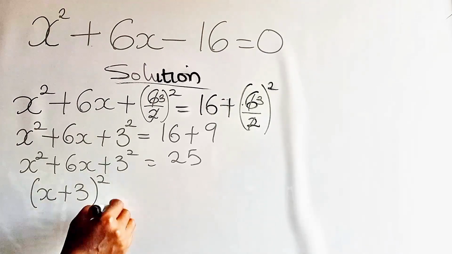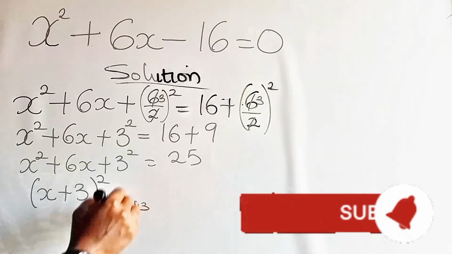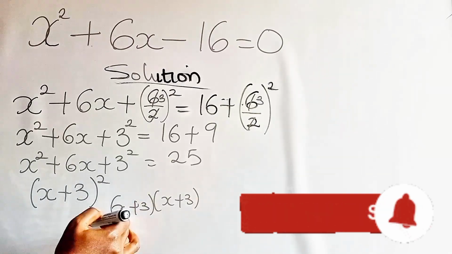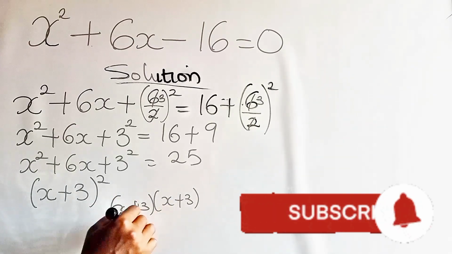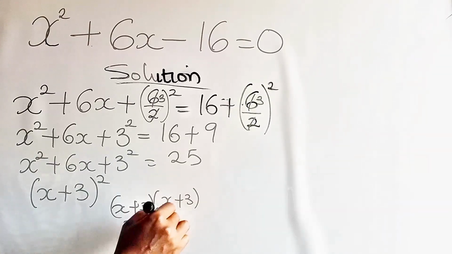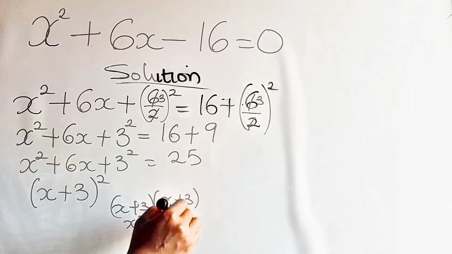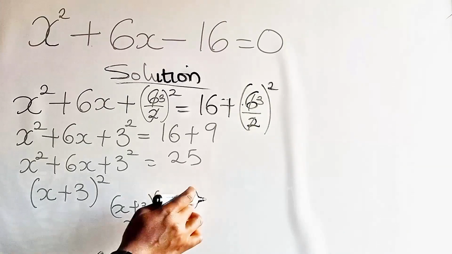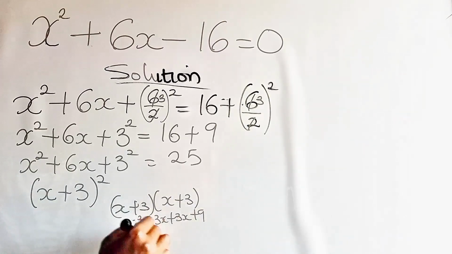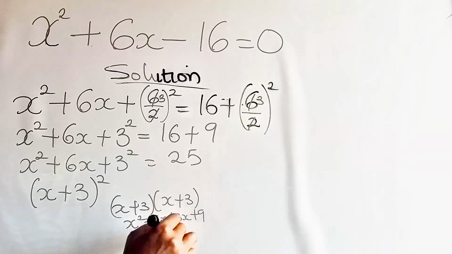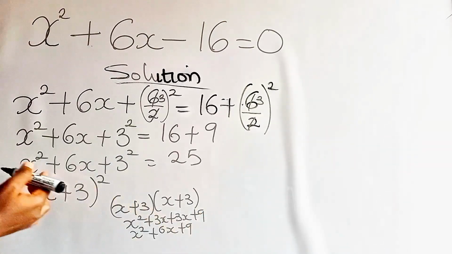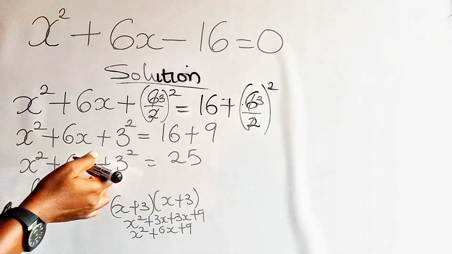So if you have x plus 3 all squared, it means you should multiply it by itself, right? So x times x gives x squared. x times 3 gives plus 3x. Plus 3 times x gives plus 3x. Plus 3 times 3 gives plus 9. If you add up and collect like terms, you have x squared plus 6x plus 9. x squared plus 6x plus 9 is equal to x squared plus 6x plus 9.